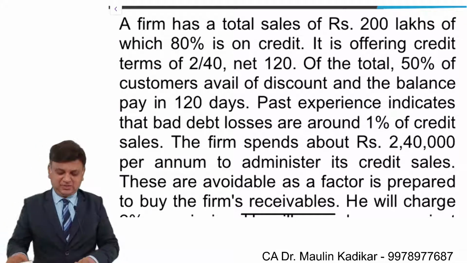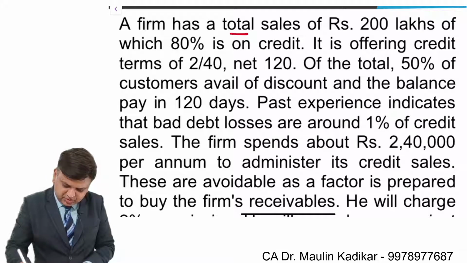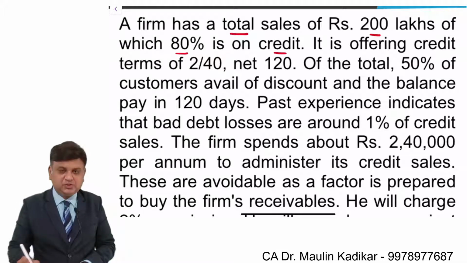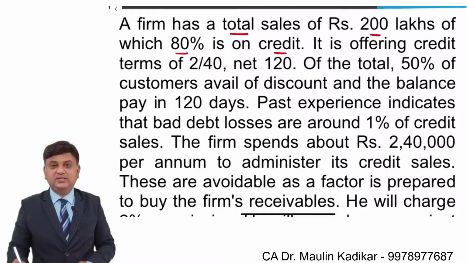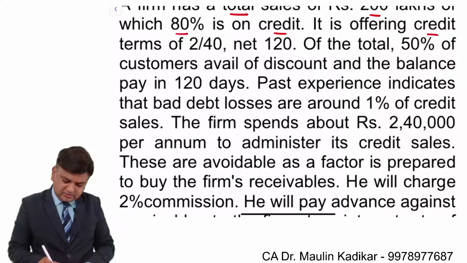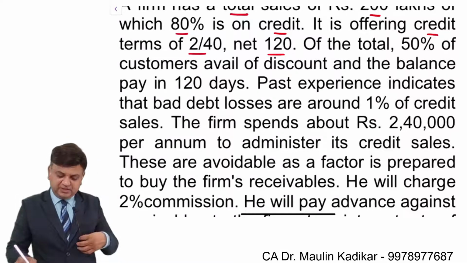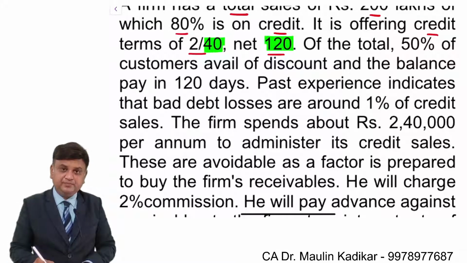Let us see the next question. A firm has total sales of 200 lakhs, of which 80% is on credit. So 200 lakhs into 0.8, 160 lakhs is on credit. It is offering the terms of 2/40 net 120. Means the credit period is 120 days, and if the customer makes payment within 40 days, then there is a cash discount of 2%.